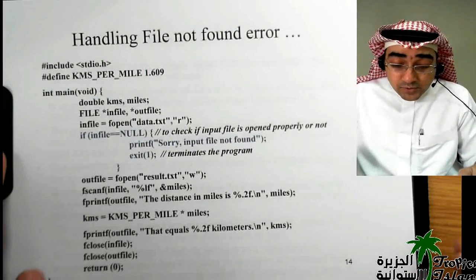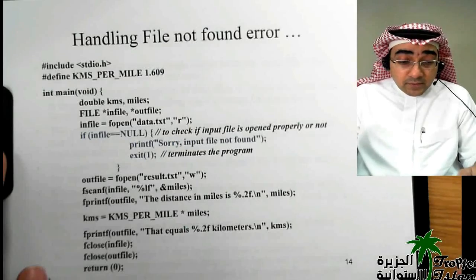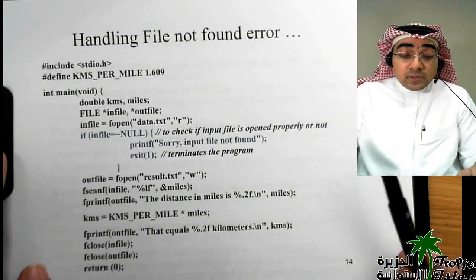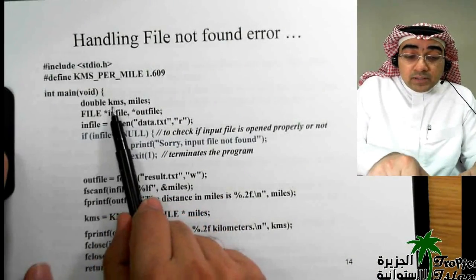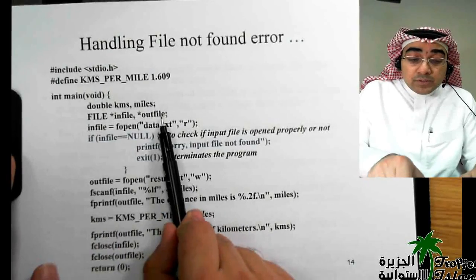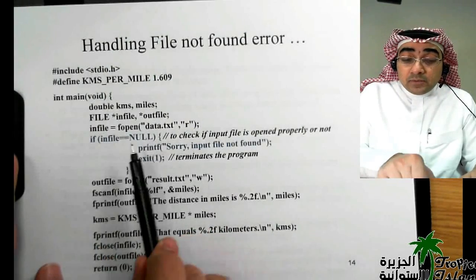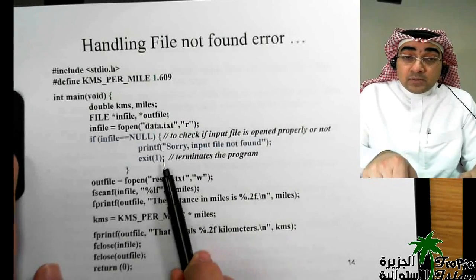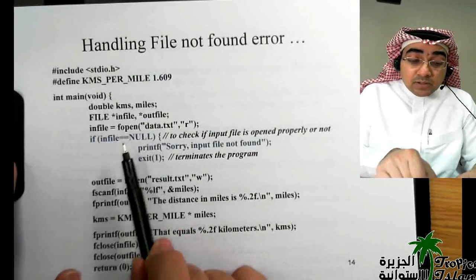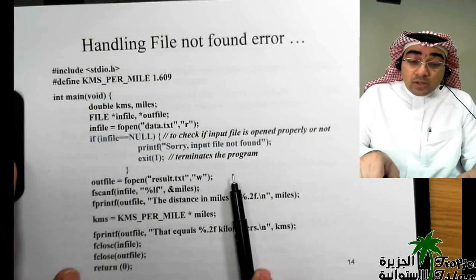Okay, so here's the final example that we're going to give, the complete program of converting miles to kilometers. You go the same way: declare your variables and your file pointers, then you open the file, and then you check if that file is open or not. If it was not open, you say sorry and you exit, and your program is going to stop. If the file was opened correctly, you skip the if statement and open the output file.